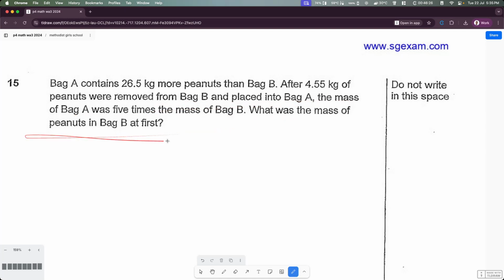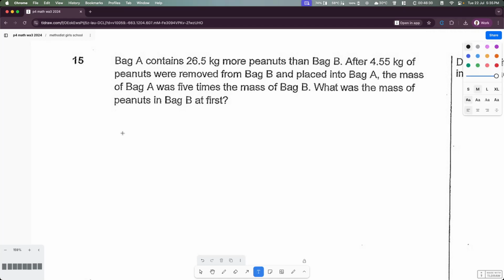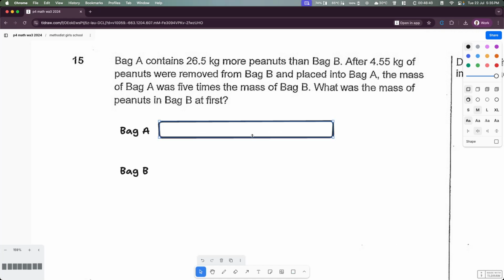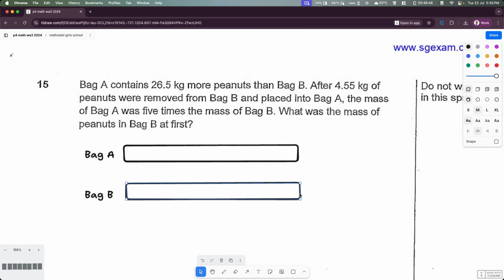What was the mass of peanuts in bag B at first? Okay, so what we can do is let's do a model drawing, right? We have bag A and then we have bag B. Bag A contains more than bag B, so let's have bag A be very, very big, and then bag B over here, something like this. Pretty straightforward.